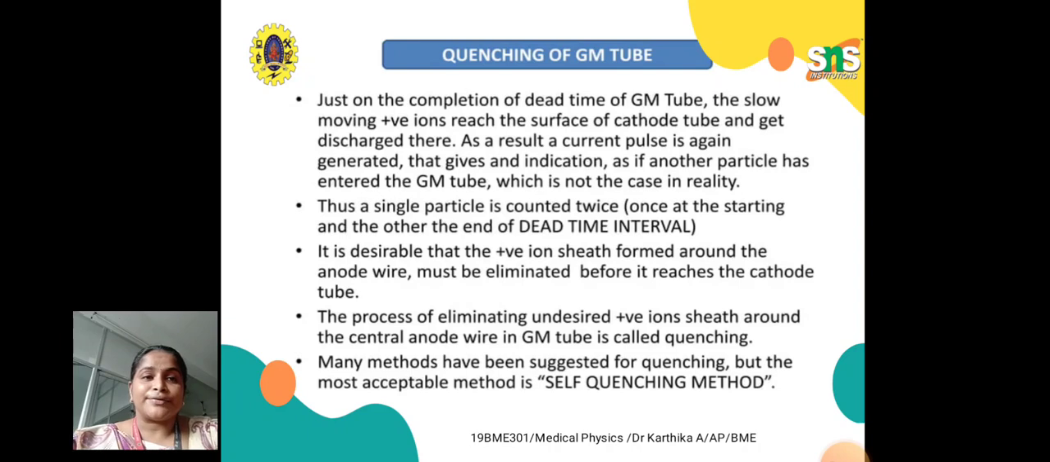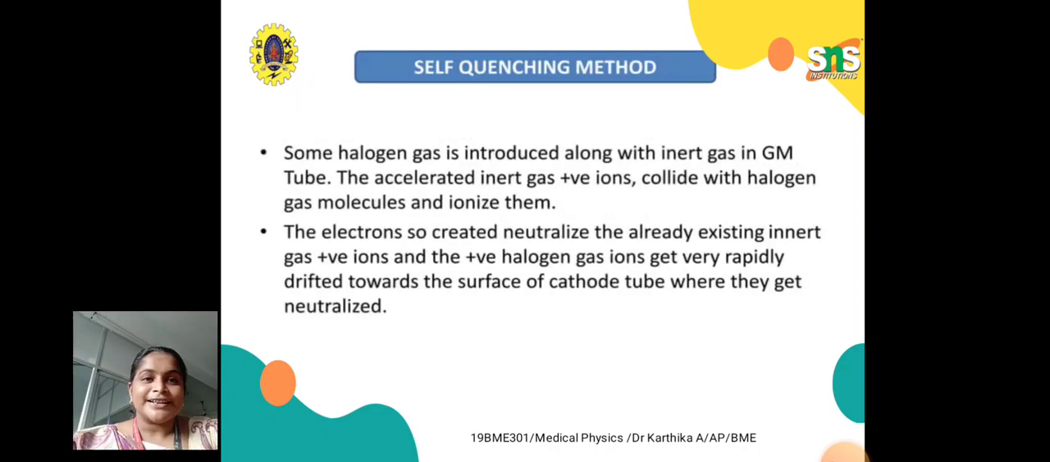Okay, and we have quenching of the GM tube. Many methods have been suggested for quenching, but the most acceptable method is the self-quenching method. In this, electrons are created that neutralize the already existing inert gas positive ions, and the negative halogen gas ions get very rapidly drifted towards the surface of the cathode tube, where they get neutralized.